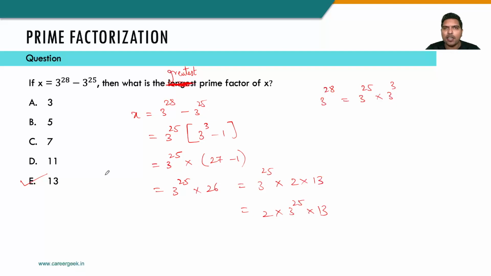Okay, so I hope this is clear. This is about prime factorization and finding out the number of positive factors and total factors.